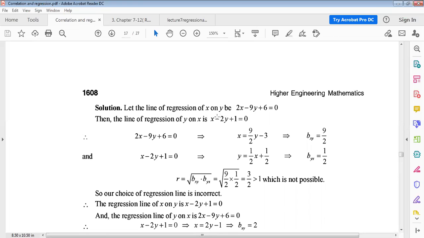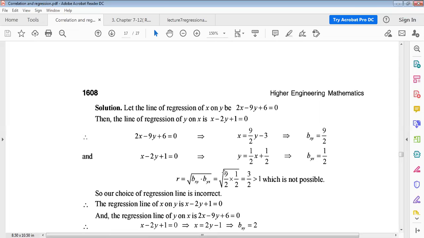Let the line of regression of x on y be this equals 0, then the line of regression of y on x equals this. From these two straight lines, x equals 9 by y minus 3. That means bxy equals 2 by 9. Regression on x will be this. From the other line, y equals this can be written so byx equals half, just the slope. And this is also a slope.